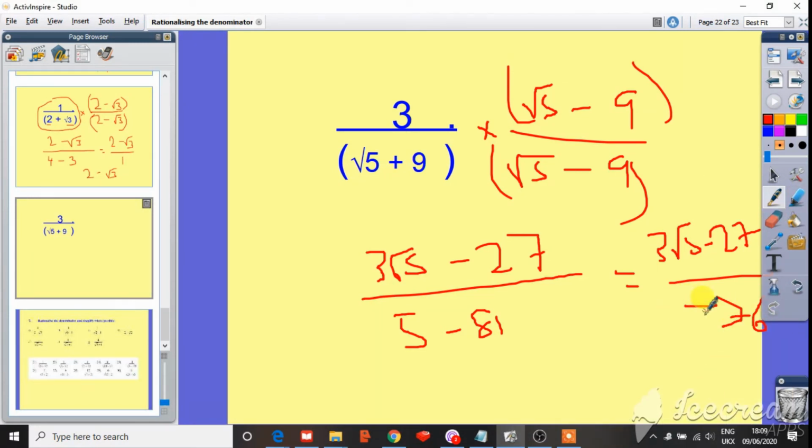Now again, we don't actually like the minuses on the denominator, so I'm going to flip around all the signs. So 3 minus 3 root 5 plus 27, all of this over 76. And just see if this can be cancelled down. I know 3 is in 3 root 5, and I know 3 is in 27. So see if 3 is in 76, which it is not, so here's your answer.